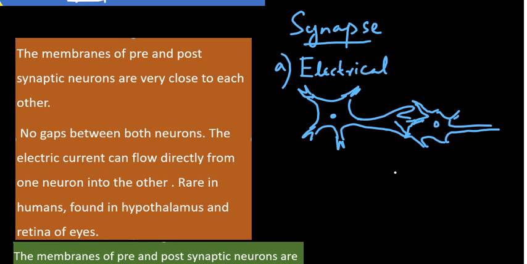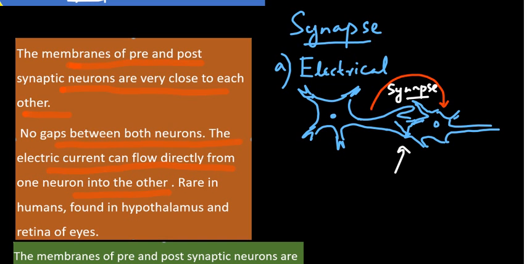Like this. Here in this case, the synapse will not have any gaps. The membranes of the pre as well as postsynaptic neurons are very close to each other. No gaps are present between the neurons. So the electric current can flow directly from one neuron into the other. Instead of using neurotransmitters, the impulse can directly pass from one neuron to another without the presence of neurotransmitters.